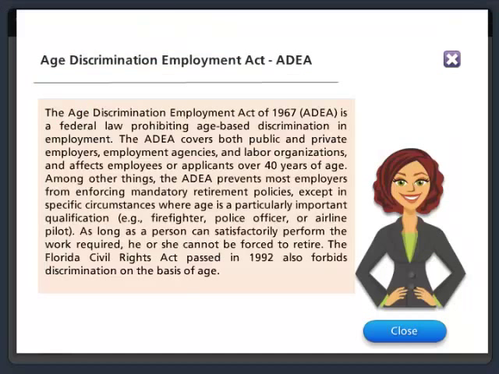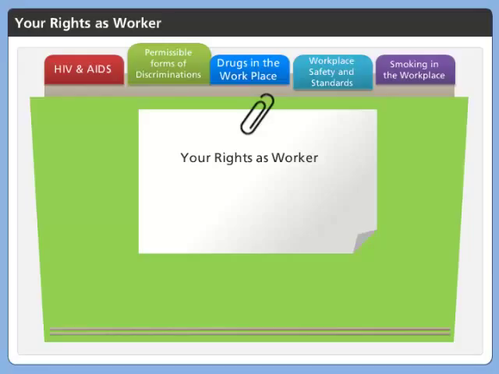Age Discrimination in Employment Act, ADEA. The Age Discrimination in Employment Act of 1967 is a federal law prohibiting age-based discrimination in employment. The ADEA covers both public and private employers, employment agencies, and labor organizations, and affects employees or applicants over 40 years of age. Among other things, the ADEA prevents most employers from enforcing mandatory retirement policies, except in special circumstances where age is a particularly important qualification. For example, firefighter, police officer, or airline pilot. As long as a person can satisfactorily perform the work required, he or she cannot be forced to retire. The Florida Civil Rights Act, passed in 1992, also forbids discrimination on the basis of age. Please click on the tabs provided for you above to learn more about your rights as a worker.